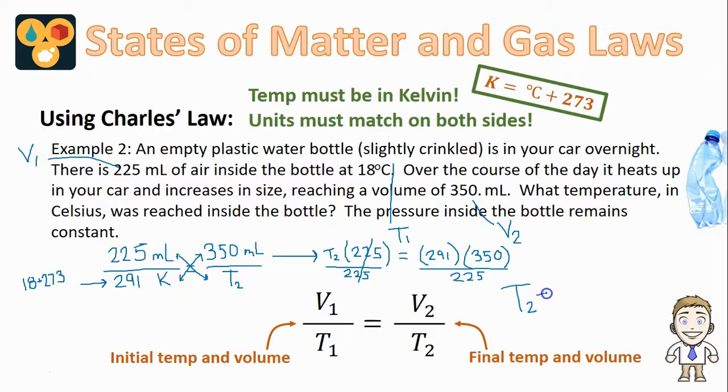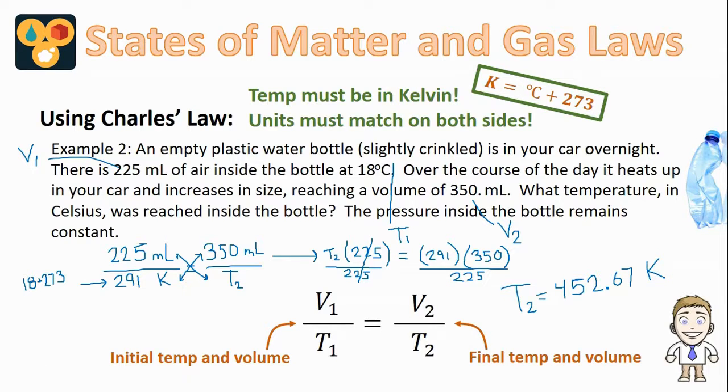Only thing left is to actually do the math. 291 times 350 divided by 225. And when I do that math, I get 452.67. Let's label units on this. Remember, they match on both sides. Since my T1 was Kelvin, this will also be Kelvin.